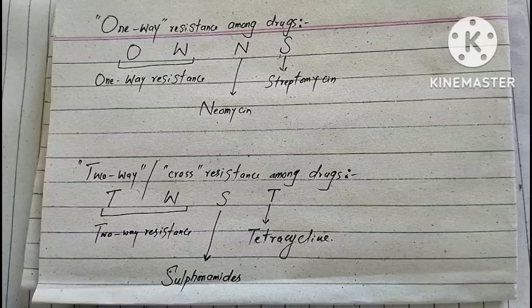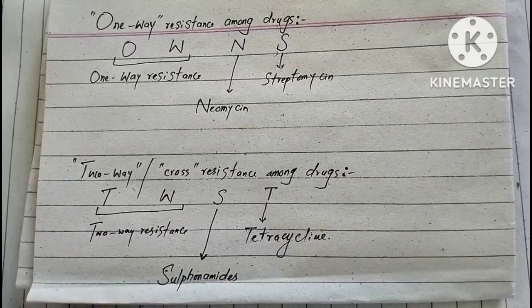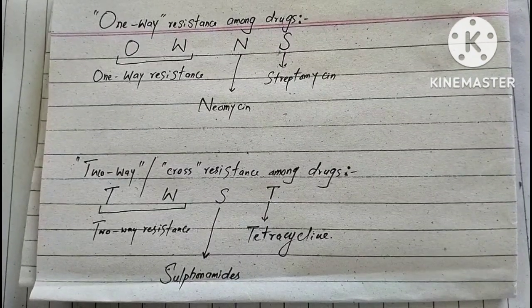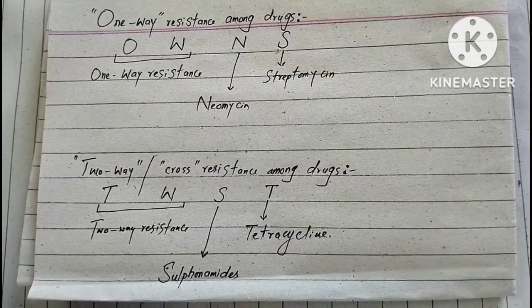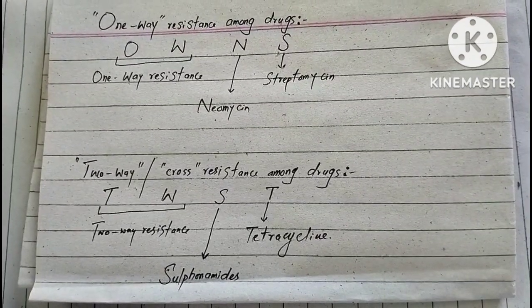The other is two-way cross resistance, and the mnemonic is TWST. TWST. TW stands for two-way resistance, and S stands for sulfonamides, and T stands for tetracycline.